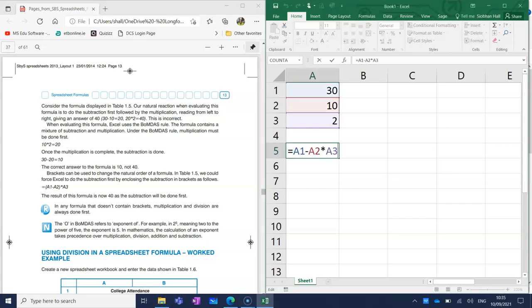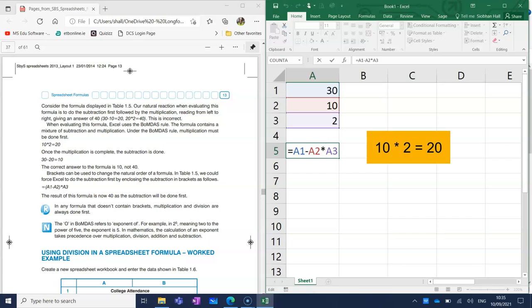So 20 by 2 would give you 40. However, you'll see once I press enter that that's not the answer we're going to get. So Excel is giving us the answer 10. And let's see why that is. When evaluating this formula, Excel uses the BOMDAS rule. The formula contains a mixture of subtraction and multiplication. Under the BOMDAS rule, multiplication must be done first.